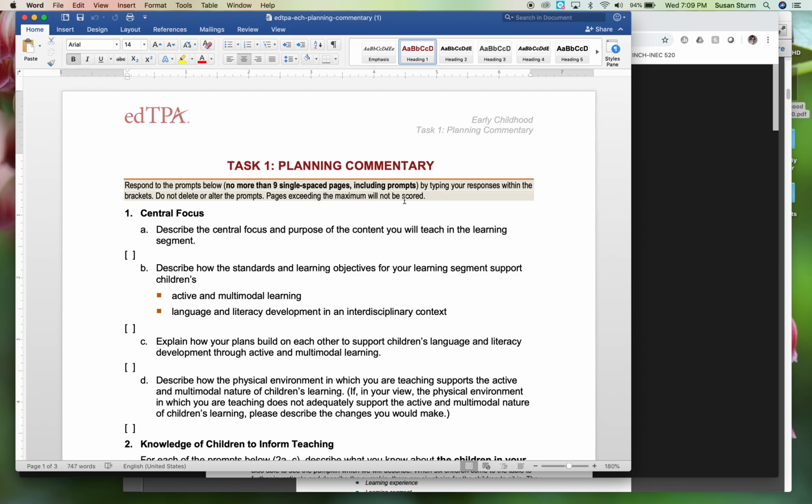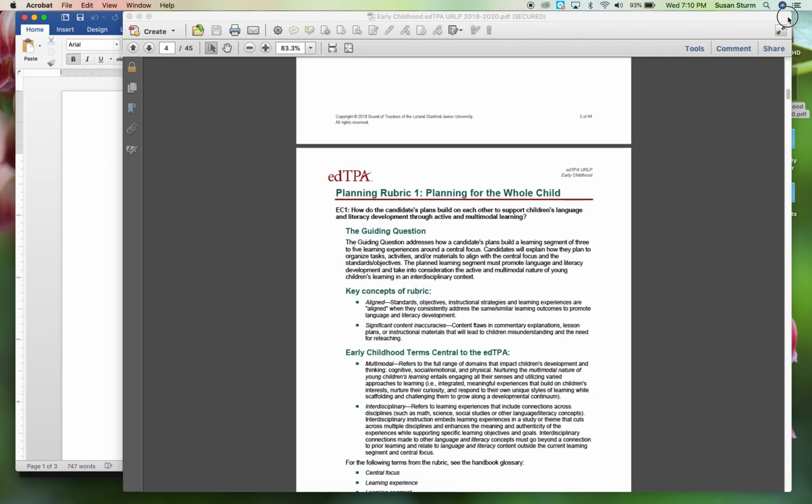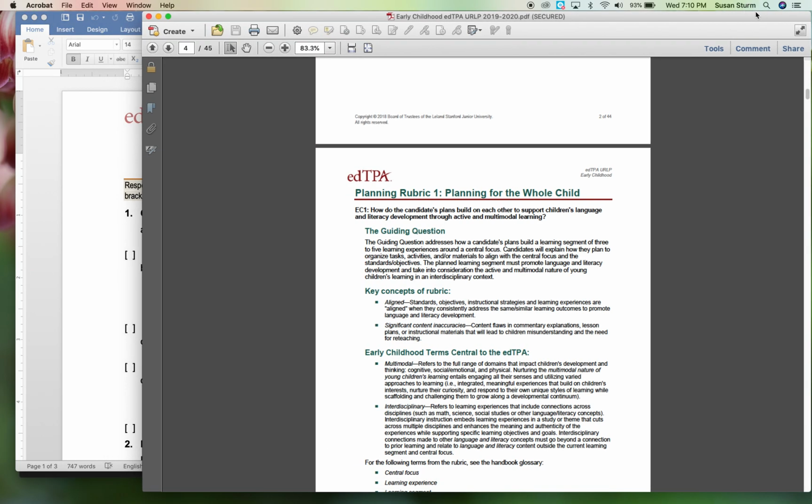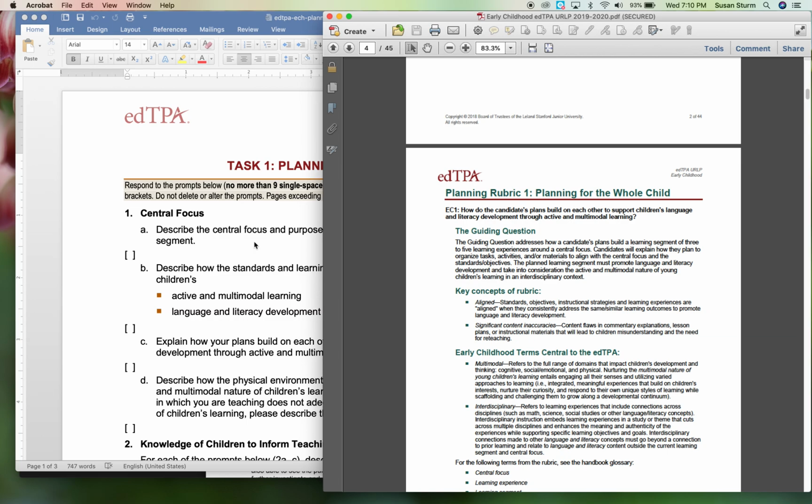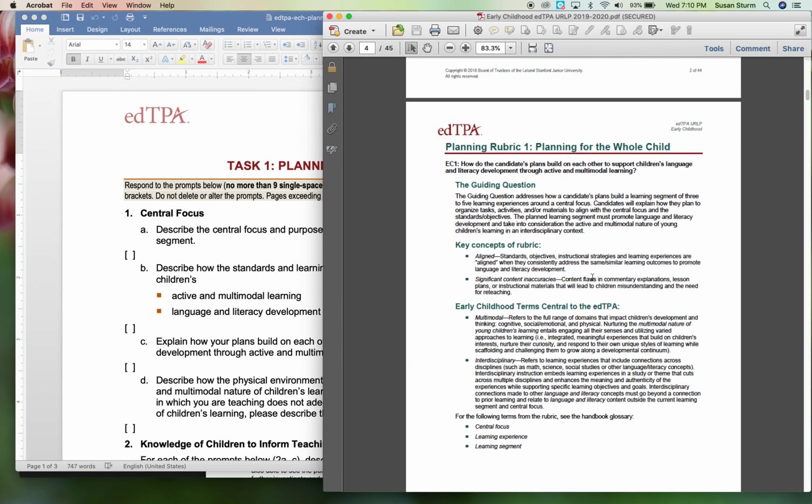So to start, they ask you to talk about a central focus. This central focus is not explicitly addressed in the rubric, and in fact, the rubrics for the edTPA are holistic. And what that means is that you're not going to see a direct one-to-one map from the planning commentary over to the rubric.